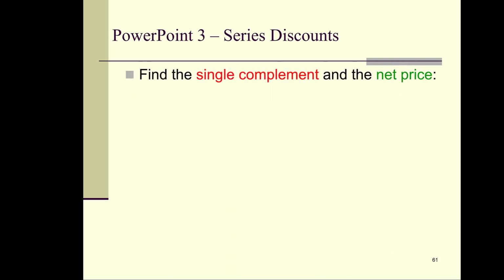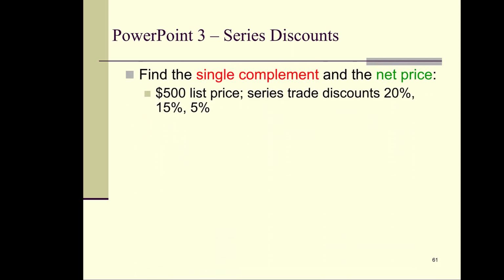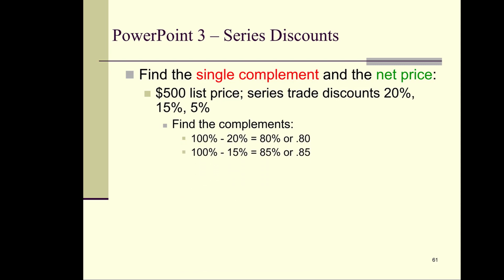Let's try another one, this time with 3 discounts. We have a $500 item, and we have a series of trade discounts of 20%, 15%, and 5%. So the first thing we need to do is to calculate the complements of them. So the complement of 20% is 80%. We convert that to a decimal, so that's 0.8 or 0.80. The complement of 15% is 85%. Convert that to a decimal, that's 0.85. Then we find the complement of 5%, that's 95% or 0.95.